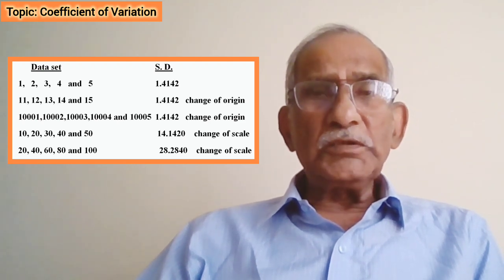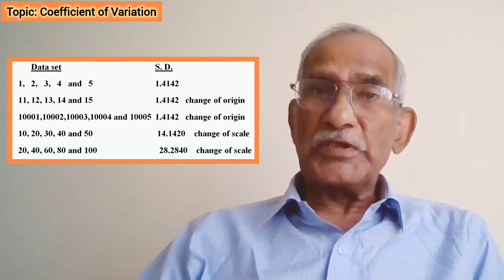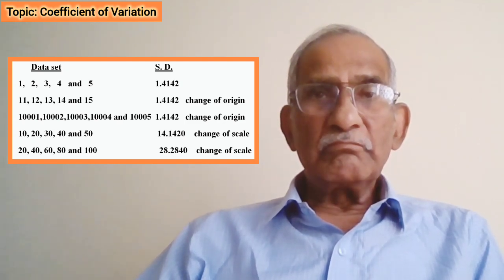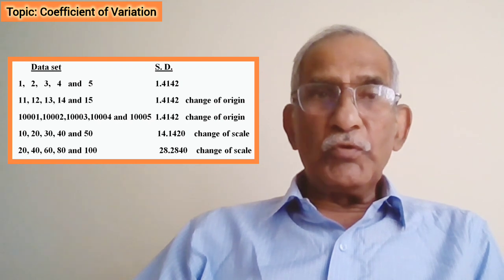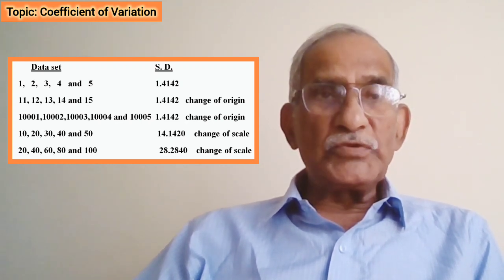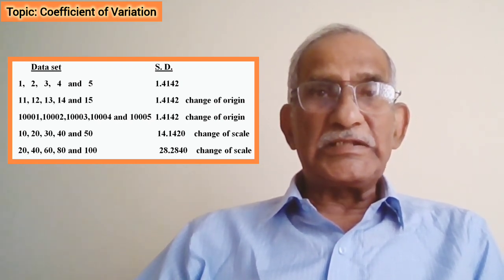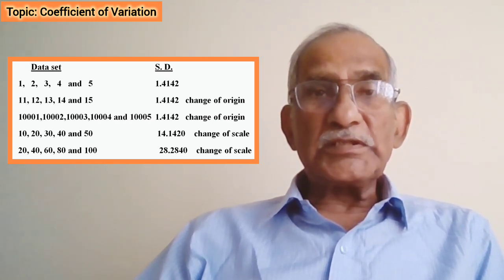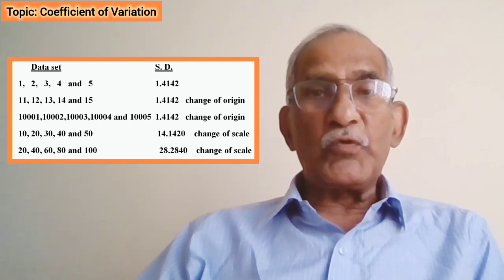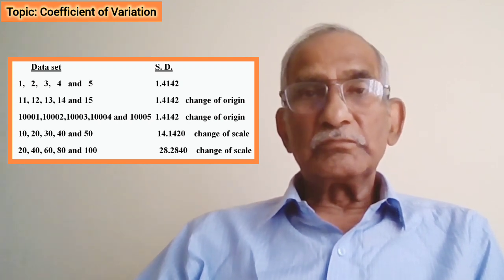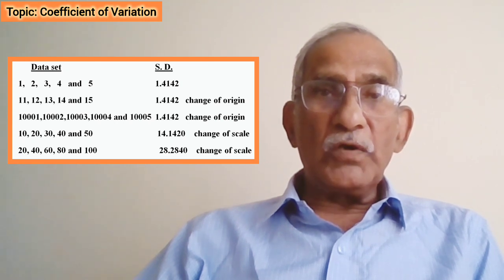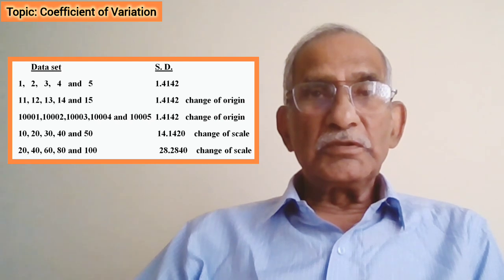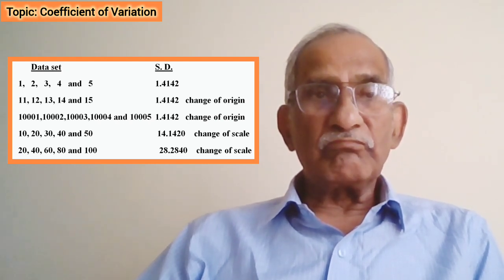If we multiply all the values of the original data set 1, 2, 3, 4, and 5 by 20, we would get the values as 20, 40, 60, 80, and 100. And the standard deviation of this data set would be 28.2840 because the standard deviation is also multiplied by the same constant value 20. Here change of scale has been done.